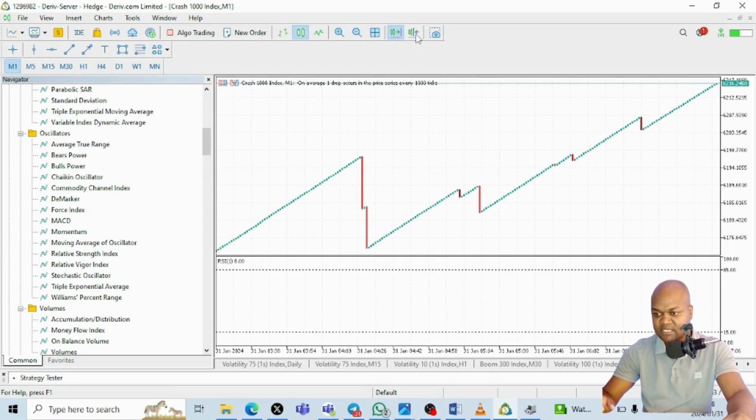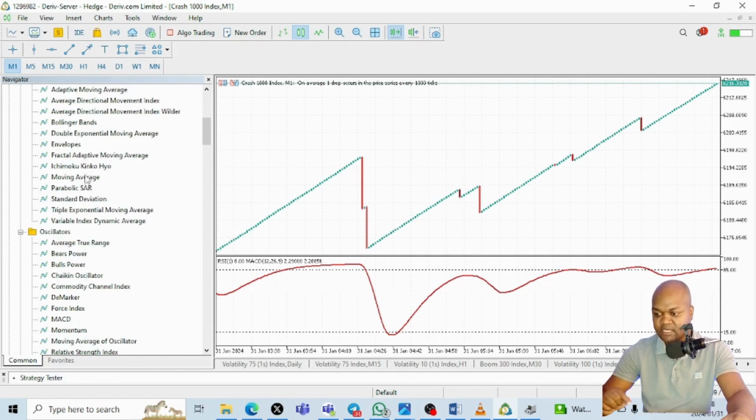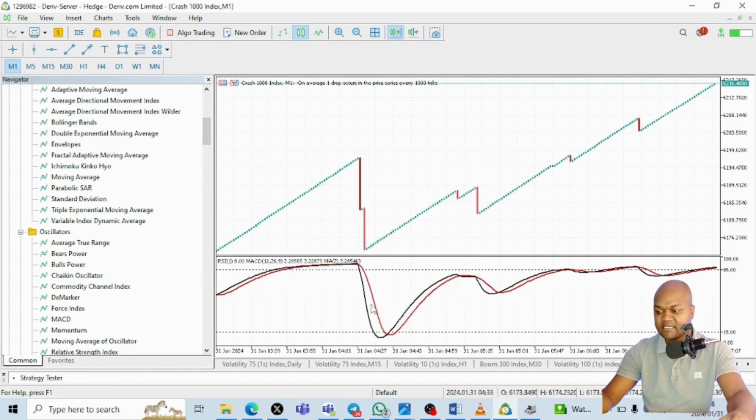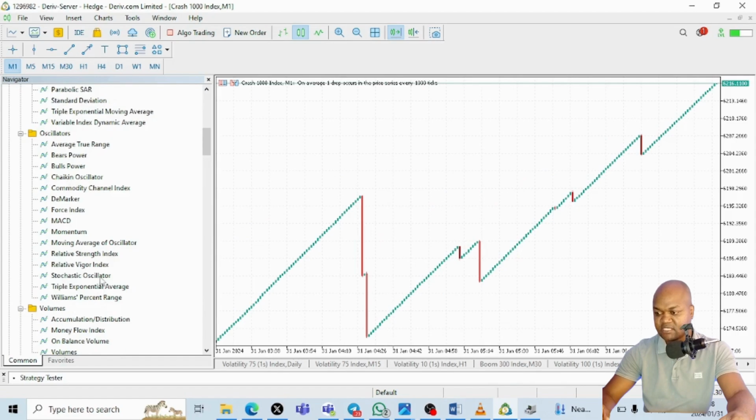So these will be the settings, and then let's go on to the last indicator, which we are going to drag and drop on the RSI, or indicator window 1, which is the moving average. It will have those parameters that we're going to be making use of. Then when we are done, these are the settings that we need for this strategy.